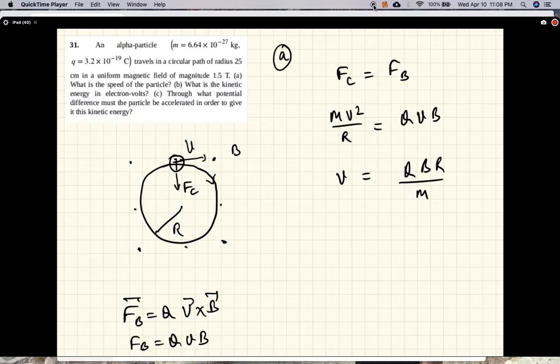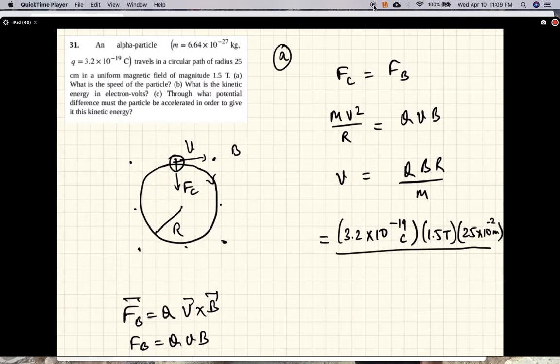Alright, so let's put in the values. q is 3.2 times 10 to the minus 19 coulombs. The magnetic field is 1.5 Tesla. The radius is 25 centimeters, 25 times 10 to the minus 2 meters. And the mass is 6.64 times 10 to the minus 27 kgs.